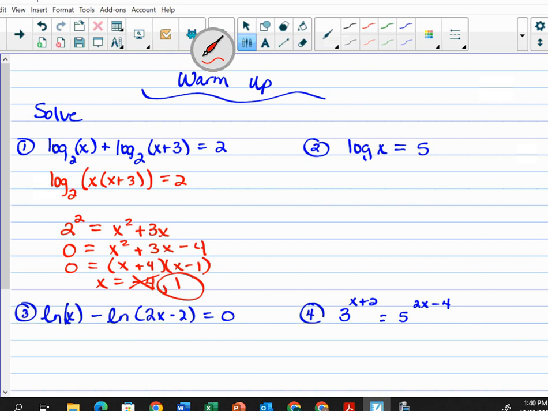Okay, number 2. This is a one-step problem. What is the base here? 10. So are we okay with 10 to the 5th equals x? And that's it. I don't care if you write out what 10 to the 5th actually is. You can just leave it.